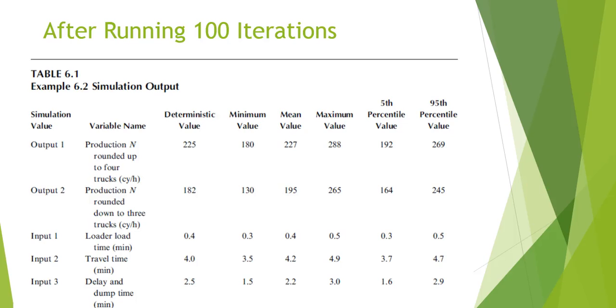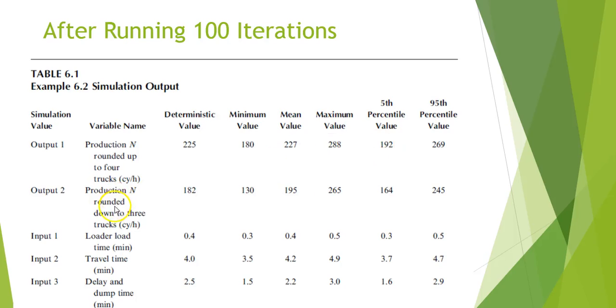And this shows you what kind of values you get. This is your simulation output, and output 1, where you use n rounded up to 4. If we went back to chapter 5, we'd get a value of 225. But in our simulation, we'll find we have a minimum value of 180, a maximum value of 288, and a mean of 227. And we also can find a 5th percentile and a 95th percentile, a wider range of the values of our production.